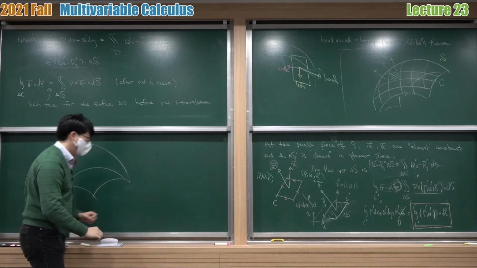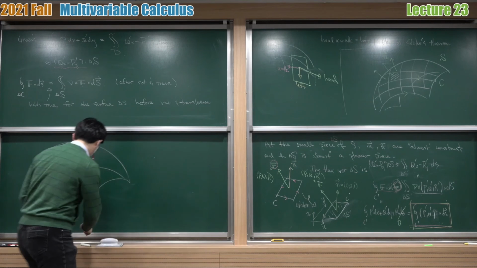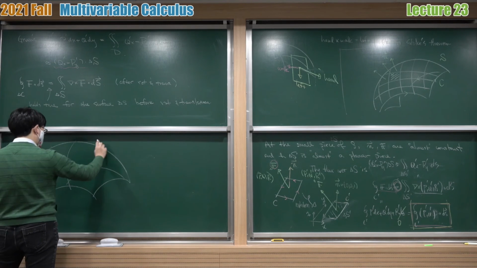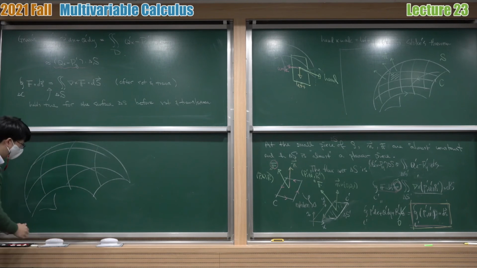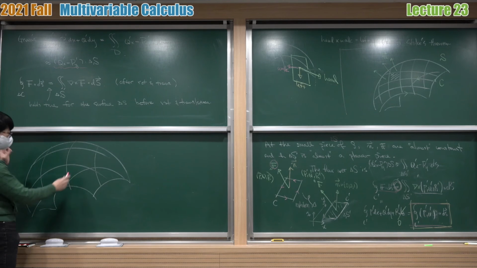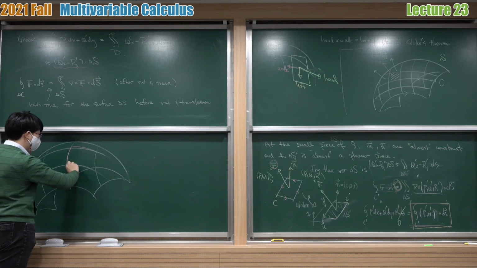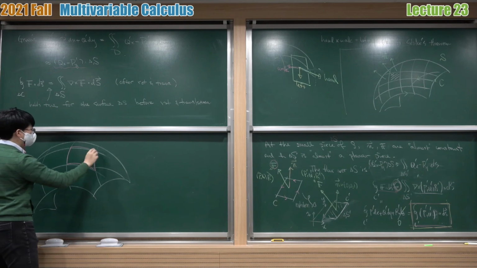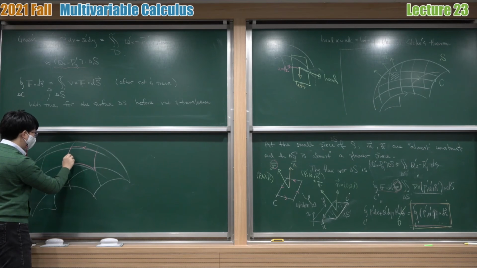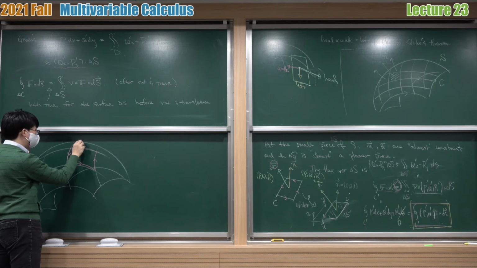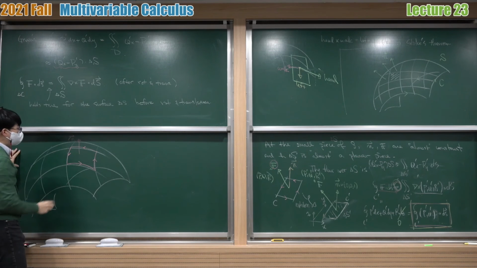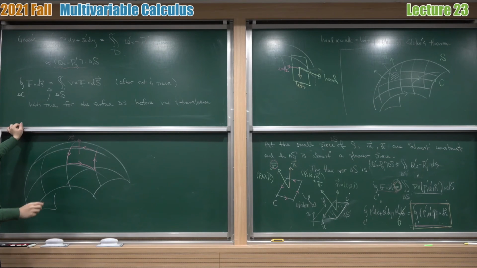And I made a subdivision. So I make a big subdivision just in case. So for each subdivision, I know that if I take a line integration in this orientation, I have the orientation of the surface in that direction.